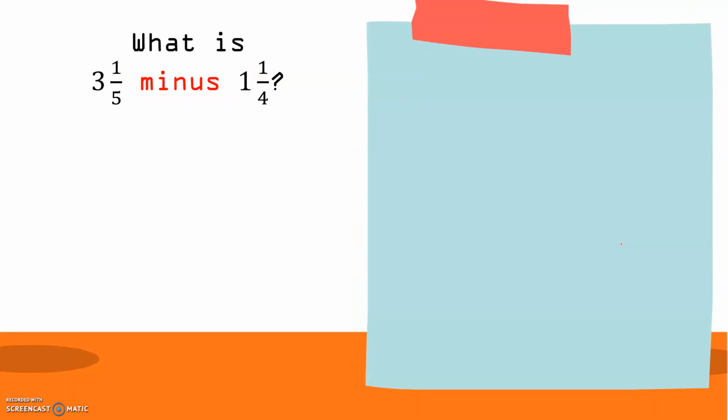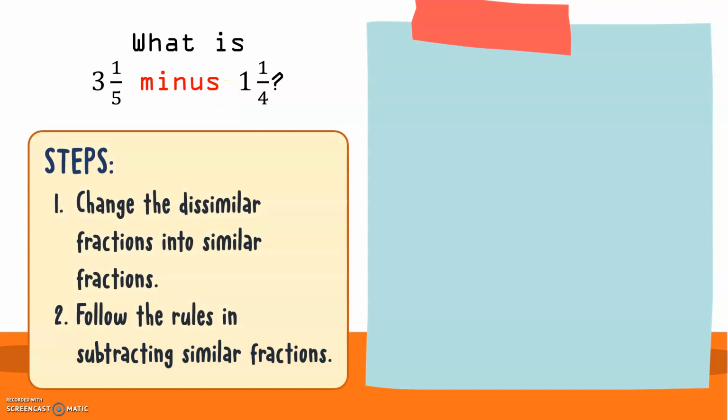Let's try another one. What is 3 and 1/5 minus 1 and 1/4? Again, for us to subtract these numbers, we'll follow these steps. So let's have 3 and 1/5 minus 1 and 1/4. Let's change them into similar fractions by finding the LCD. We'll have 5 and 4.